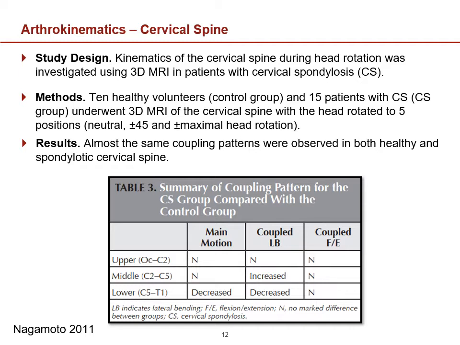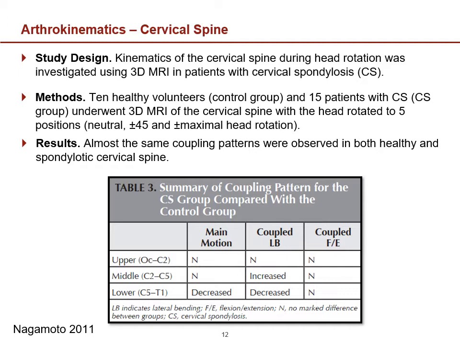So for the group with cervical spondylosis, when they left side bend, there's going to be increased coupled motion. So there's going to be increased rotation as they go through that side bend. However, in the lower cervical spine, there's going to be decreased motion, and not only with the coupled motion, but also with the overall motion of their ability to side bend.